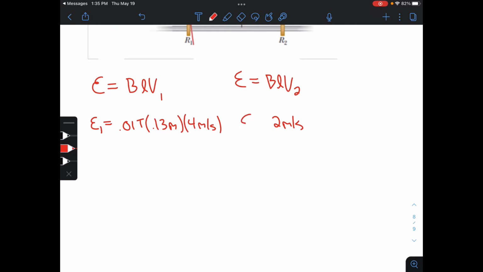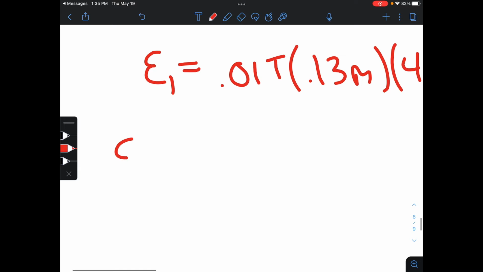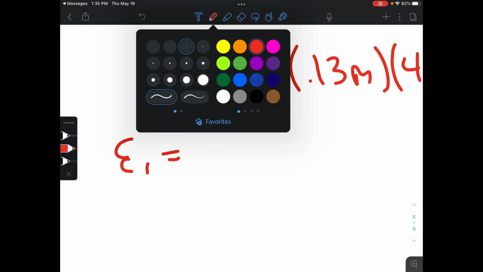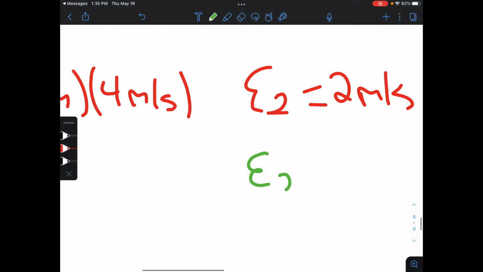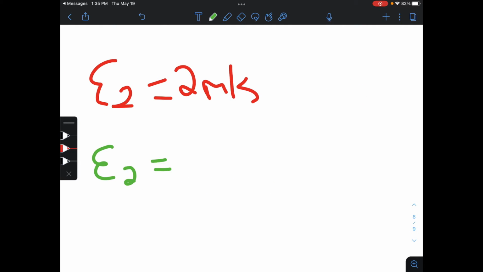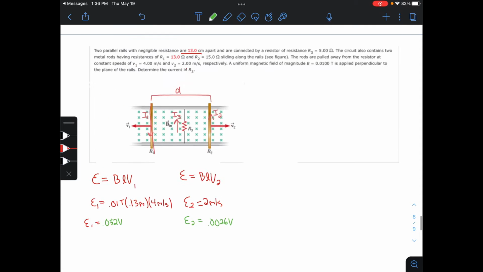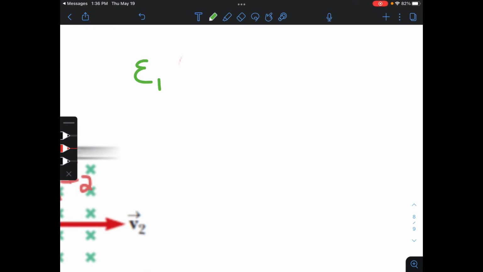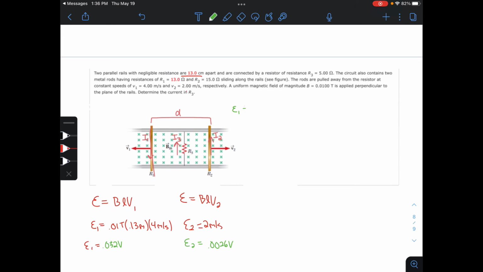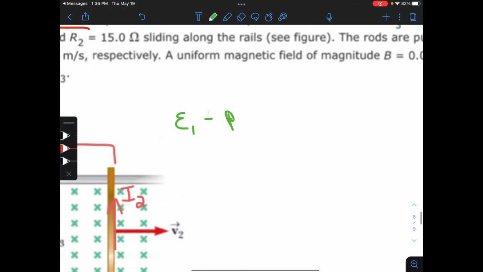So this is E2. So then E1 equals, let me choose a different color here so it doesn't all blend in, E1 is 0.052 volts. And E2, well, half the speed, everything else is the same, so it's just half of that, 0.026. We can start using Kirchhoff's, and we can start developing a circuit. So I'm going to start with E1. E1 minus R1 I1. We're going to start here, and we're going to go down. R1 I1.